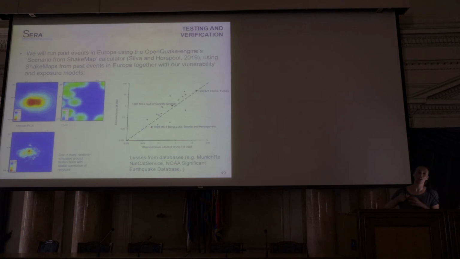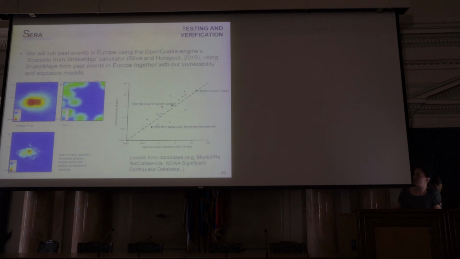So Vita showed you earlier the global results. These are the results just from Europe. So this is what the observed losses, which have been adjusted to today's value because we're using the exposure model from today, whereas the earthquake may have occurred 10, 15 years ago. So we adjust the losses to today, and we compare them with the estimated losses that come out of this calculator using the shake map, the exposure model, the vulnerability.